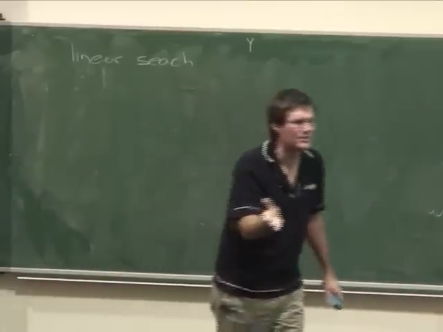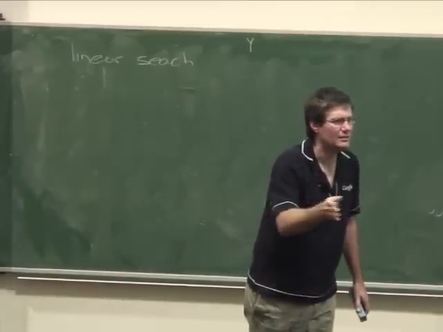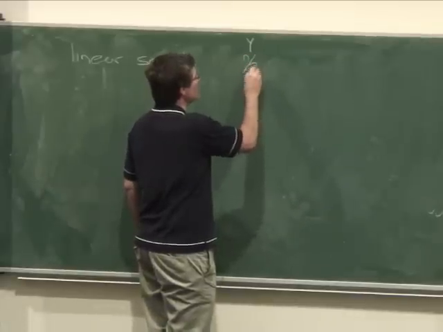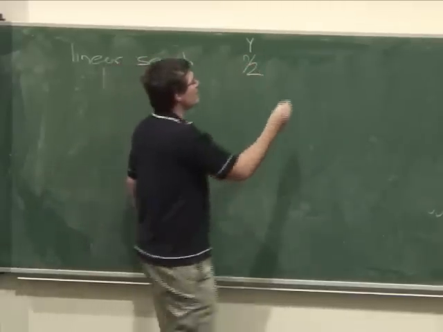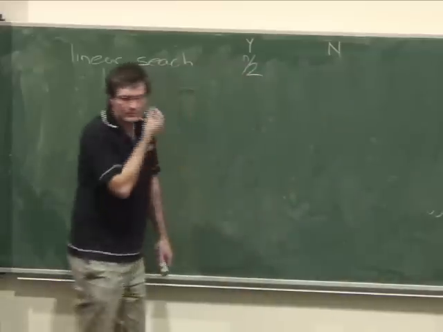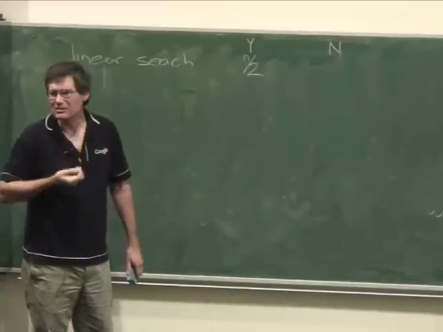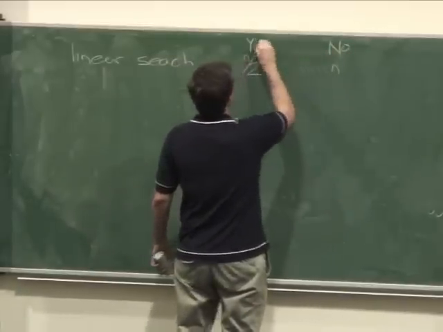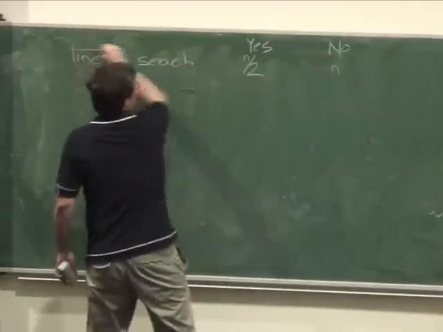On average, when will you find it if there's exactly one in there? Halfway through, yeah. So if we've got n cards, you'll search through n on two of them on average. If it's not in there, how much work is he going to do? He's going to have to do n work. He's going to have to look through n cards. It's no. Okay.